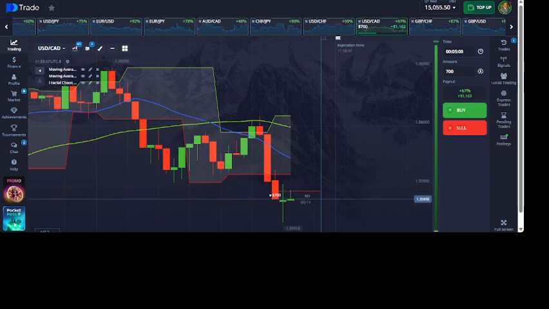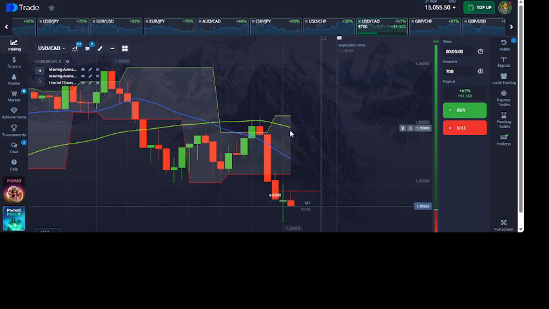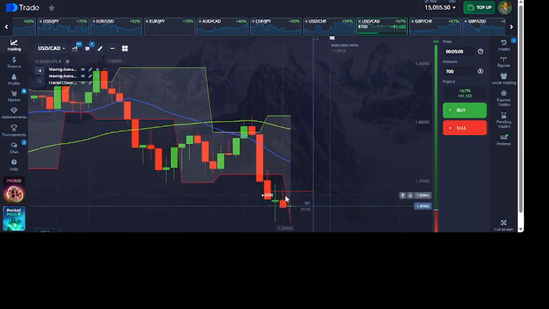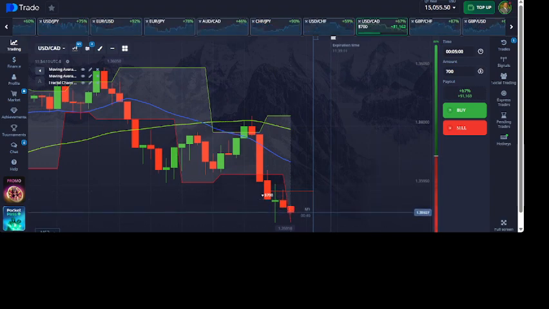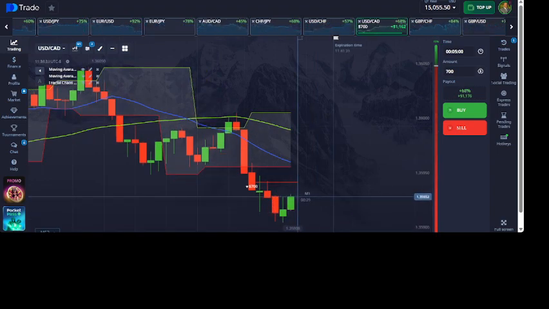Also wanted to mention that the 20 SMA line is sloping downward. Then we see the green 50 SMA line beginning to slope downward, also suggesting a bearish momentum in the price of the US dollar, Canadian dollar. So let's wait for about 30 seconds left in the trade, and I'll come back and look at the results. Okay, so we have a few seconds left in the trade. So let's wait for the expiration.